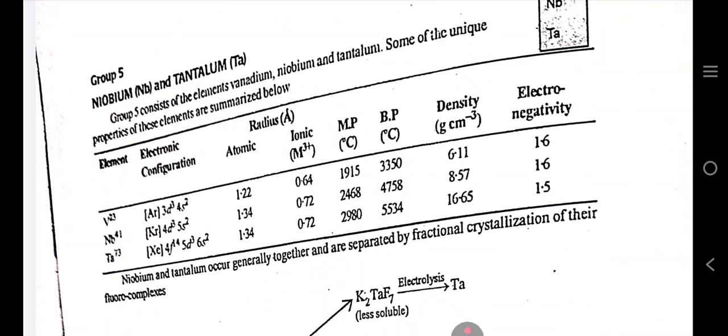Niobium and tantalum. Group 5 consists of the elements vanadium, niobium and tantalum. Some of the unique properties of these elements are summarized below.